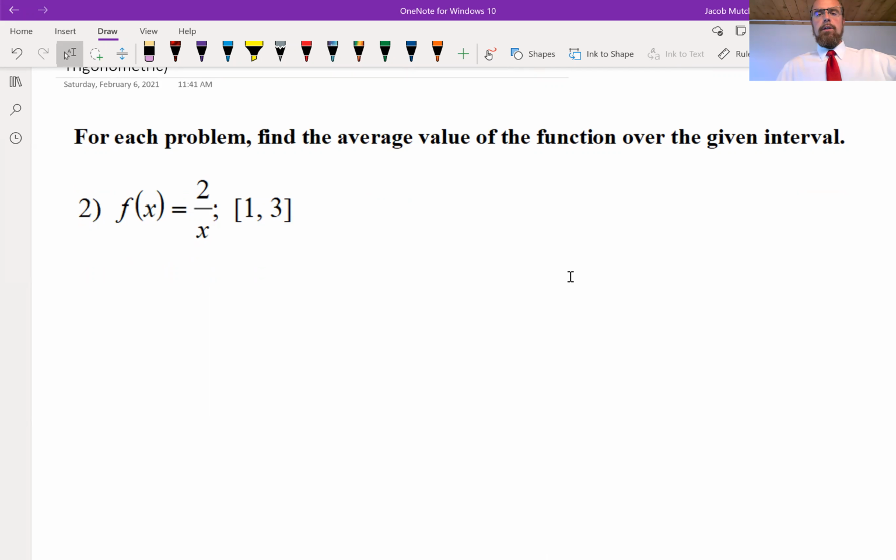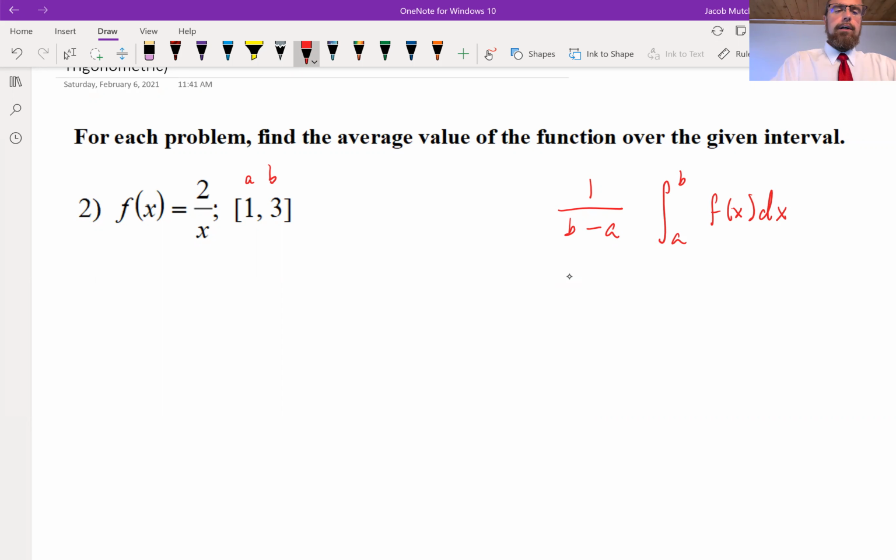So we need to recall what we would use to calculate the average value of a function over a given interval. That would be given by this expression: 1 over b minus a, which are the extremes of the interval, times the integration from a to b of f of x dx. So we want to apply that expression here to find the average value of 2 over x over the interval of 1 to 3.